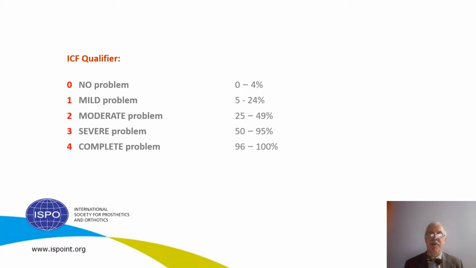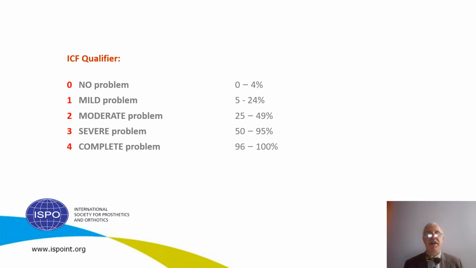The ICF also has qualifiers which quantify the degree of difficulty one may have with a particular category, where 0 signifies no problem. In other words, it is the highest level of function. 1 signifies a mild problem, 2 a moderate problem, 3 a severe problem, and 4 a complete problem or a total inability with a particular activity or participation.